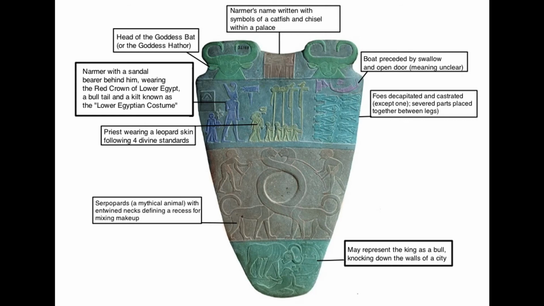In the middle, we have 2 things called serpopods. These are a Mesopotamian import that I'll discuss in a little bit. Serpopod is a modern word, a mixture of leopard and serpent head. They look sort of like brontosauruses. Their necks are combined or intertwined as an obvious symbol of unification of north and south.